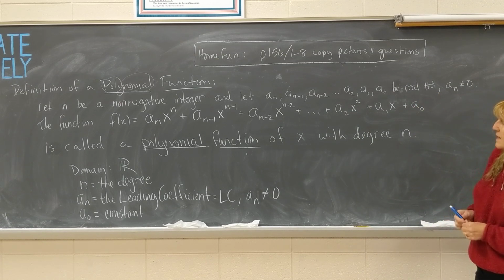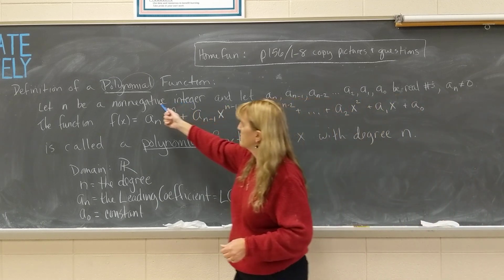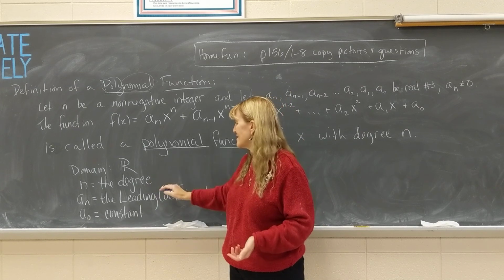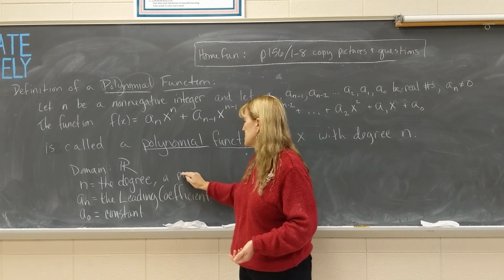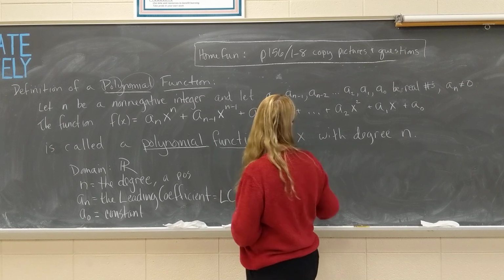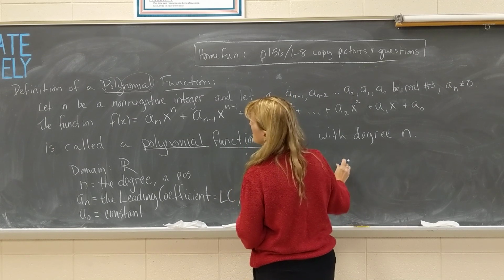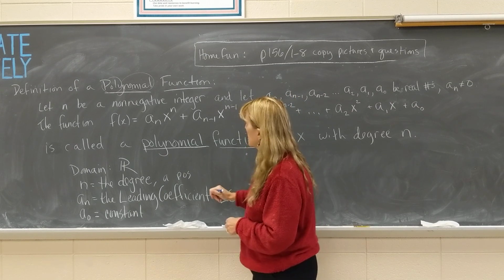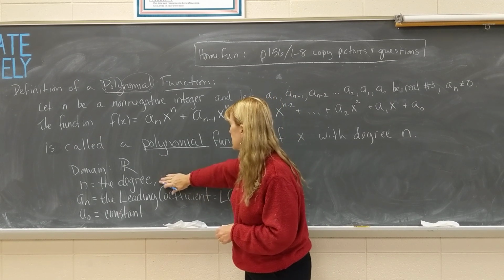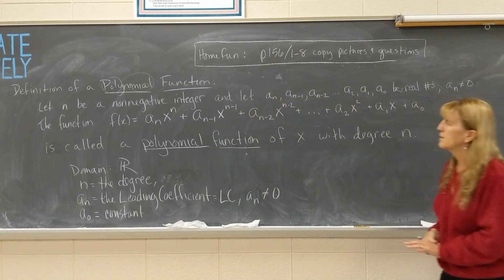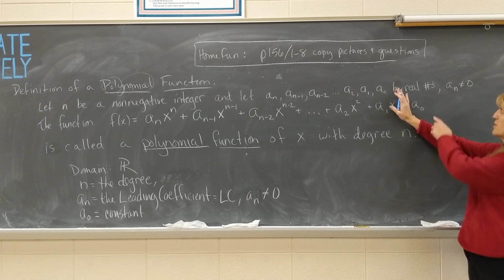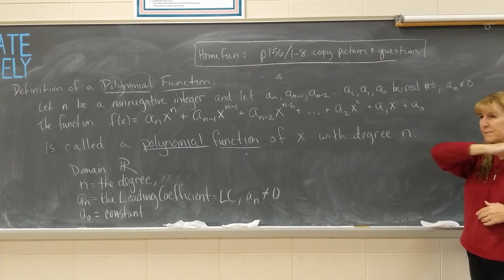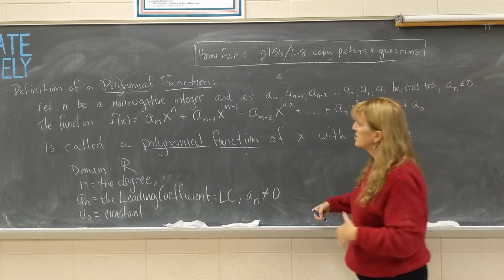We already said that n has to be a non-negative integer. So the degree can be 0. I'll just leave that alone. That means that I can have a polynomial function that's just a single number on the end, like a constant function, like y equals 2 or something like that. Alright, so this is all there is to this.